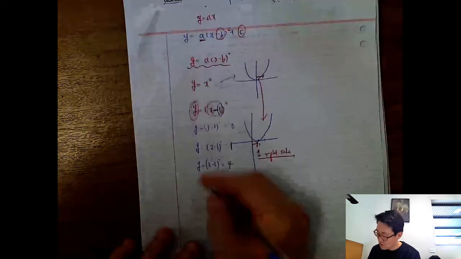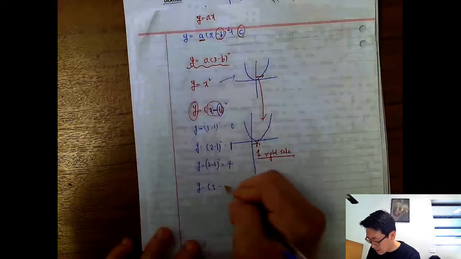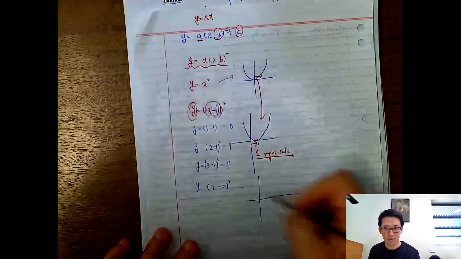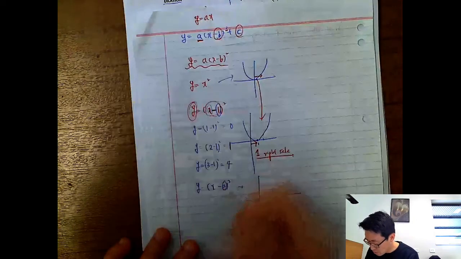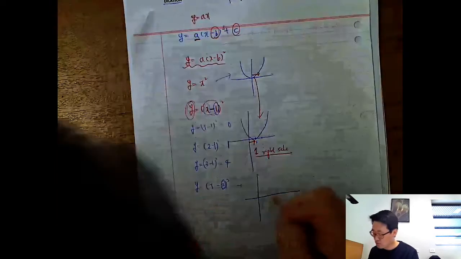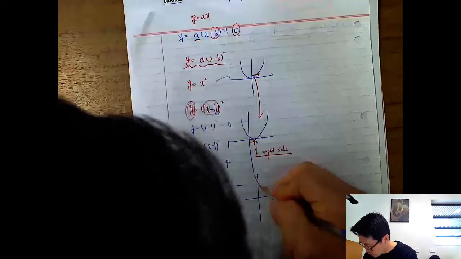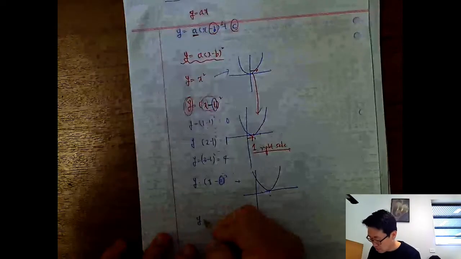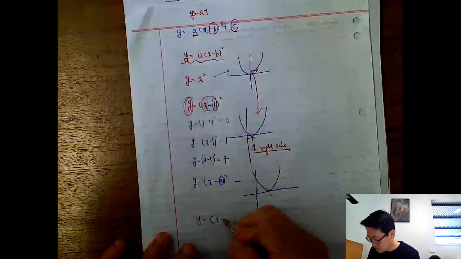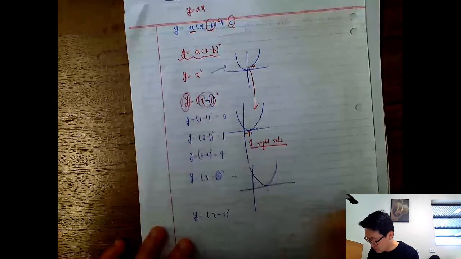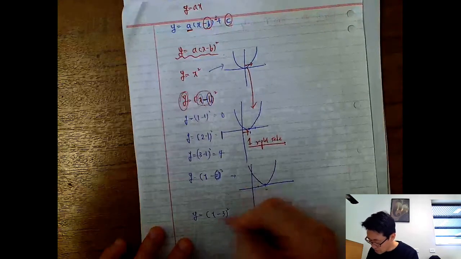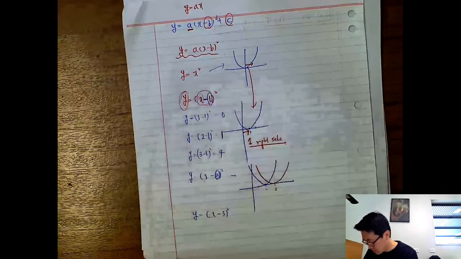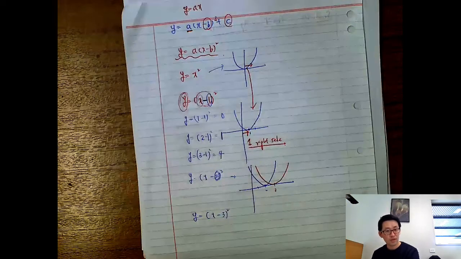Good? So y equals (x minus 2) squared. Without doing it, I can see that moves 2 right hand side, so 1, 2. So we'll have something like this. Y equals (x minus 3) squared, I'll move 1, 2, 3, so I'll have something like this. So you guys happy with that?